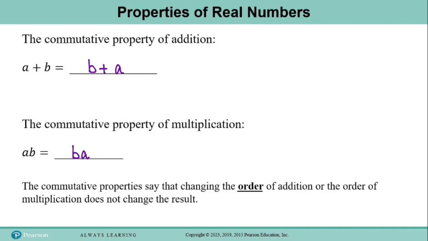You know that 3 plus 5 is equal to 5 plus 3. Either way you get 8. And the same thing with multiplication. 3 times 5 is equal to 5 times 3. Either way you do it, you get 15. So where did this get its name?